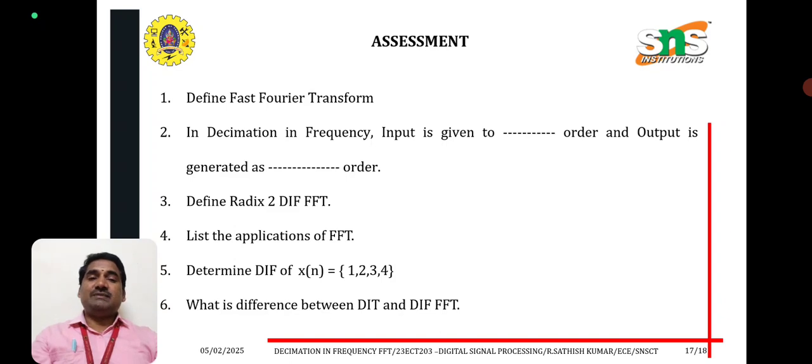What is the difference between DIT and DIF FFT? In DIT, the splitting operation is done on the time domain sequence. In DIF, the splitting operation is done on the frequency domain sequence. In DIT, the input must be in bit reversed order and the output will be in normal order. In DIF, the input must be in normal order and the output will be in bit reversed order.